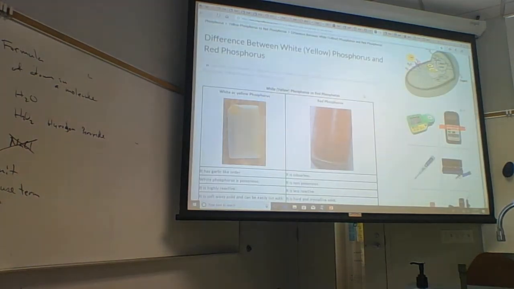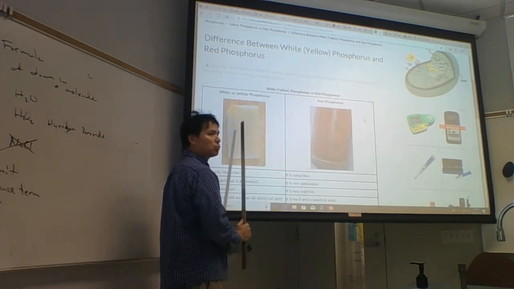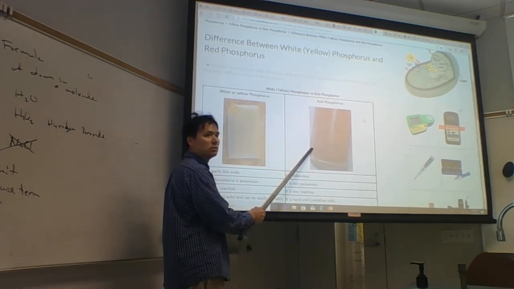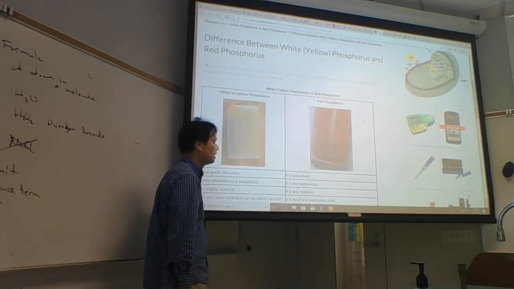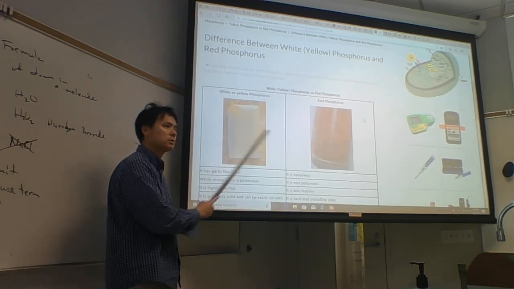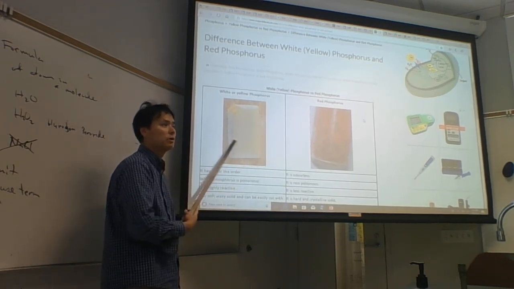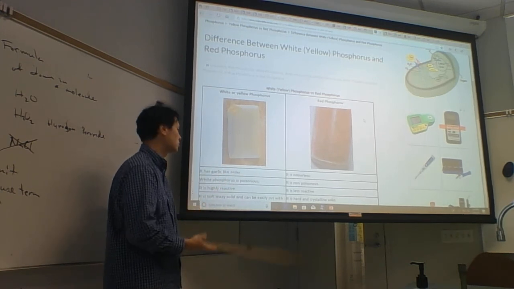Isotopes are a little different. And so, what are these? This is white or yellow phosphorus here. This is red phosphorus. This is 100% phosphorus. So both of these are pure phosphorus. But their properties are quite a bit different, not because of the composition, because they're composed of this exact same thing, 100% phosphorus. Their properties are different because of the structure.